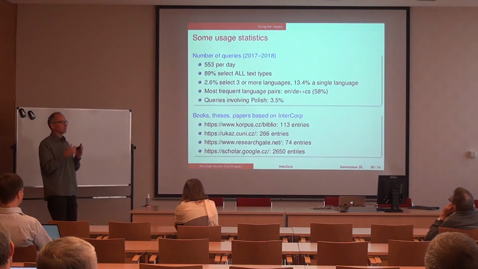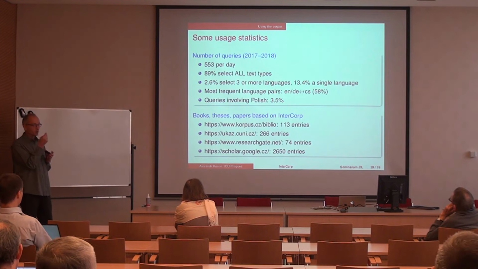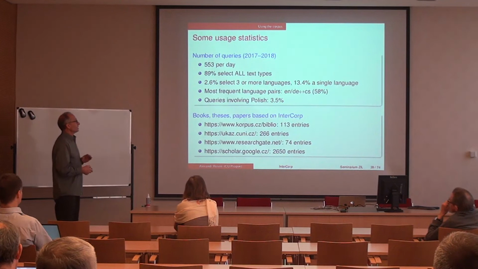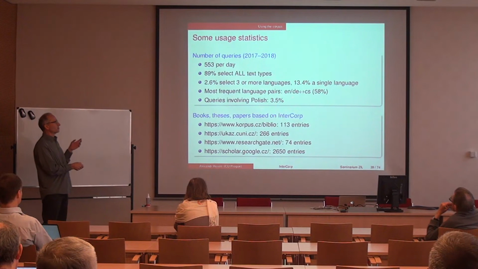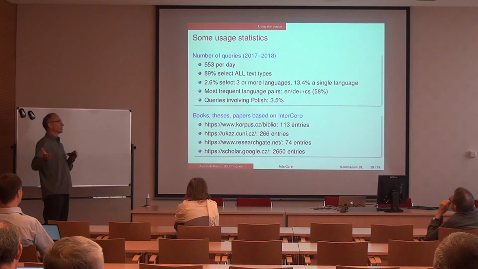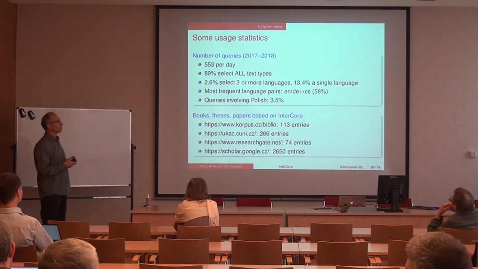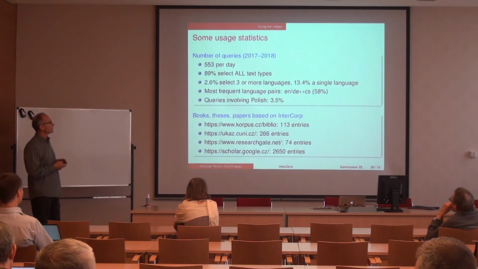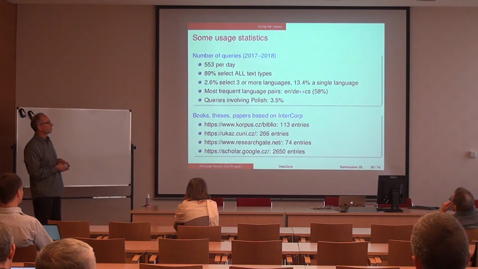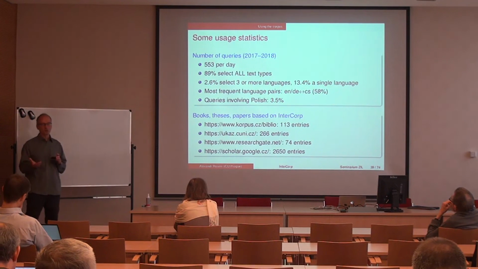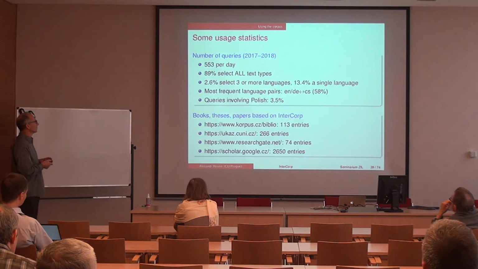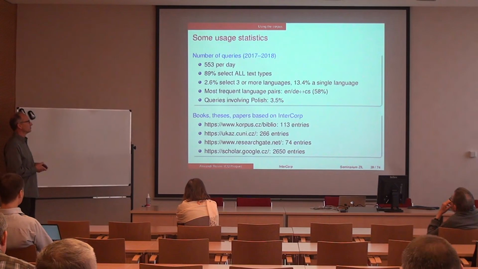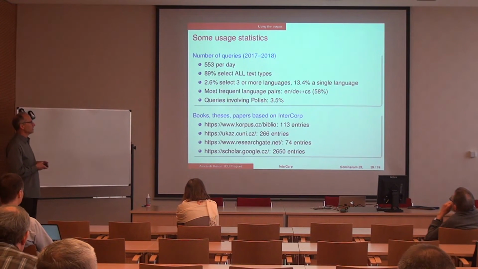So maybe they use InterCorp as a monolingual corpus for their language. The most frequent language pairs are either English or German in comparison with Czech, in both directions, and 3.5% of queries involve Polish. That's not such a small number.